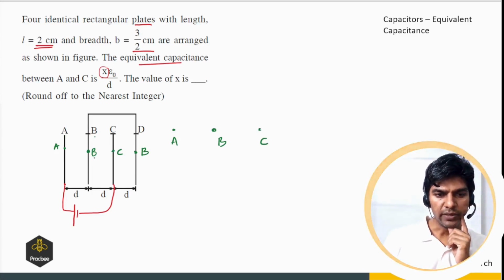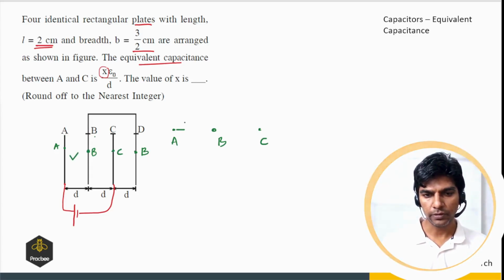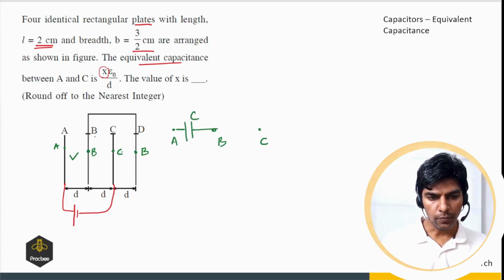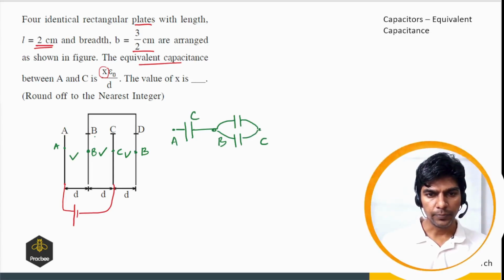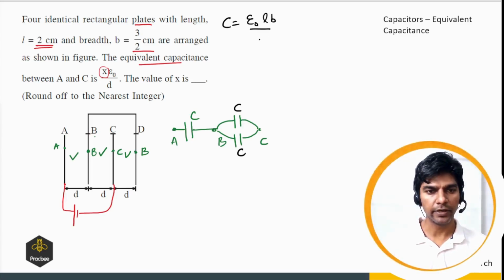Now how many capacitors we have between A and B? This is the capacitor between A and B. So let me call this C. Now how many capacitors we have between B and C? This is one capacitor, and this is another capacitor. So we can show 2 capacitors in parallel. And we have to find the capacitance between A and C. Now this is also C, this is also C, right? And C is nothing but epsilon naught times L times B, that is the area of the plate, divided by the distance between the plates, which is D.